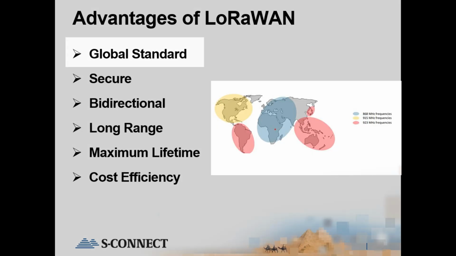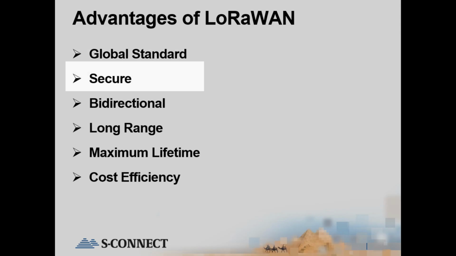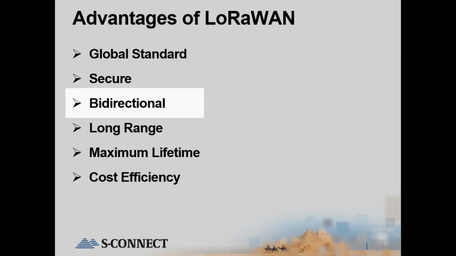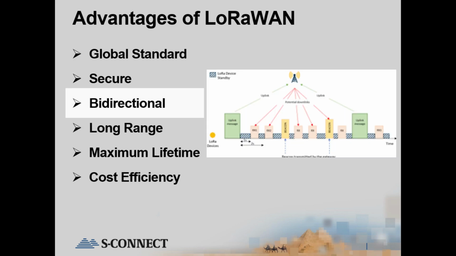As we are aware now, LoRaWAN operates on unlicensed bands, so it is a global standard with an open approach and a strong ecosystem. It has end-to-end security with AES encryption, with the combination of join server keys, application keys, and etc. It supports bidirectional communication, enabling not only the transmission of data from sensors to the network, but also commands and configurations from the network to the devices.